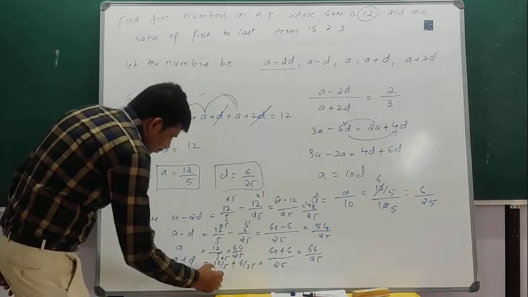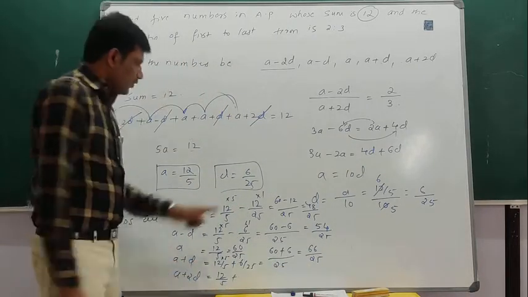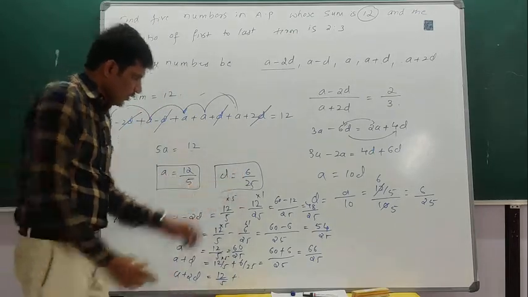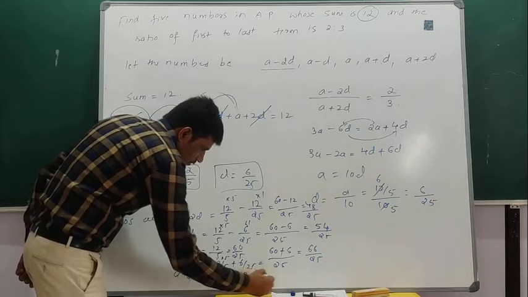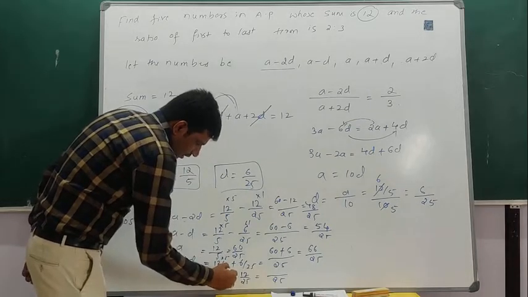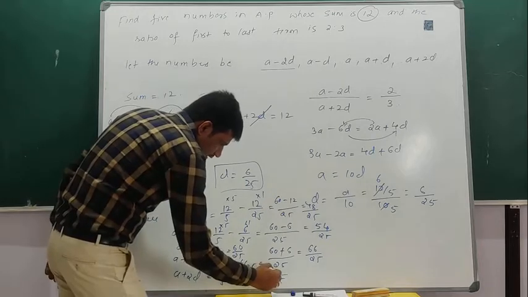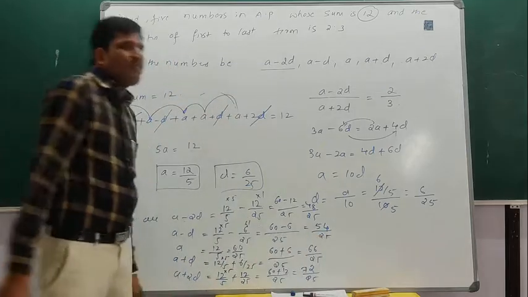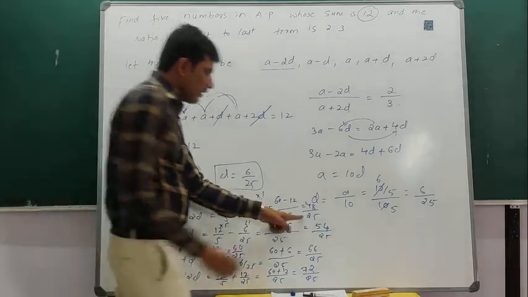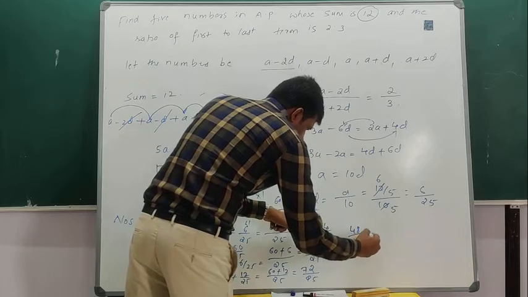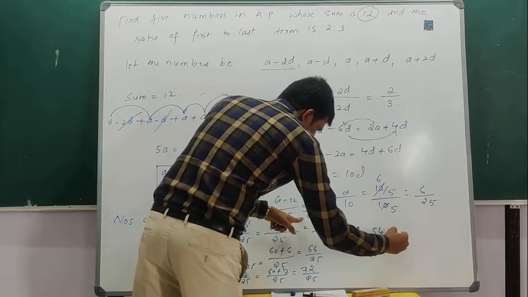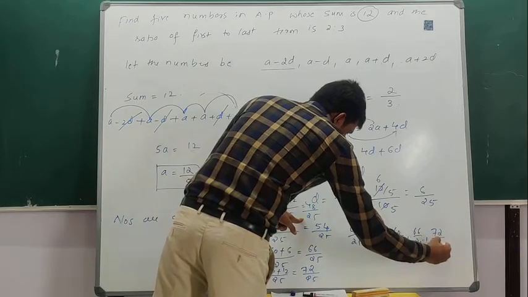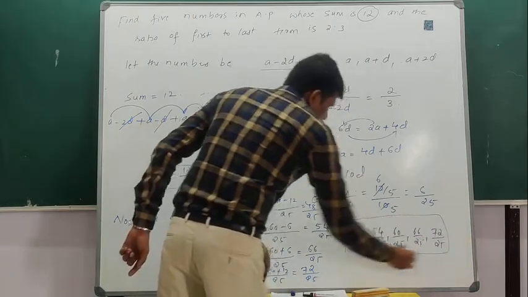So the last is a plus 2d, that is 12 by 5 plus 2 into 6 by 25. So 2 into d is 2 into 6, that is 12 by 25. So again the LCM is 25. Here 5 is multiplied by 5. 12 fives are 60 plus 12. How much is it? 72 by 25. Therefore the required numbers are 48 by 25, 54 by 25, 60 by 25, 66 by 25, 72 by 25. So these are the required 5 numbers which are in AP.